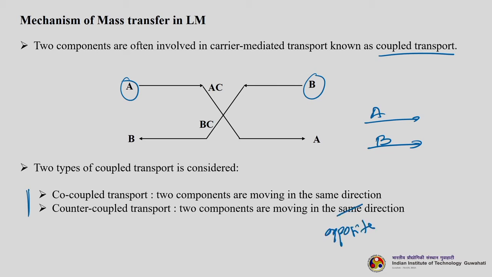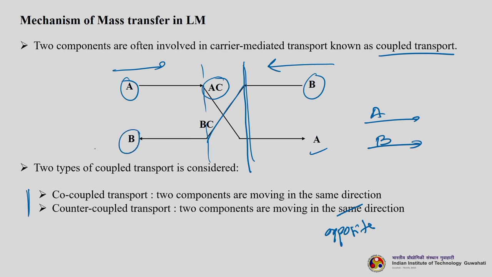So, it is being shown here. A is moving in this direction, B is moving in the opposite direction. When A comes here, it is bound to the carrier, which forms a complex AC, then it transports through the membrane phase, and once it comes to this side, it will release the A and the C is back. Simultaneously the C is getting bound to the B also. So, the BC complex will diffuse inside the membrane phase, we will release the B, we will get a B here and the C is again going back. So, this is how the counter-coupled transport happens.